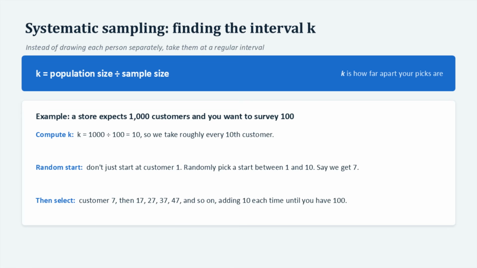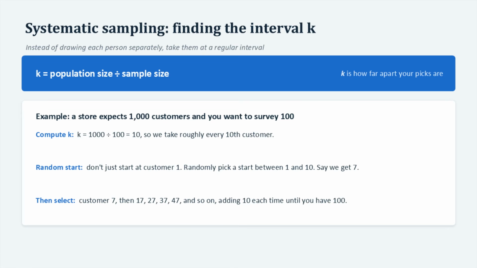First, we calculate K. 1,000 divided by 100 equals 10. So our interval is 10. That means we'll survey roughly every 10th customer. But here's a step people sometimes skip. We do not automatically start with customer number 1. Instead, we randomly choose a starting point, somewhere between 1 and 10. Let's say our random starting point is 7.